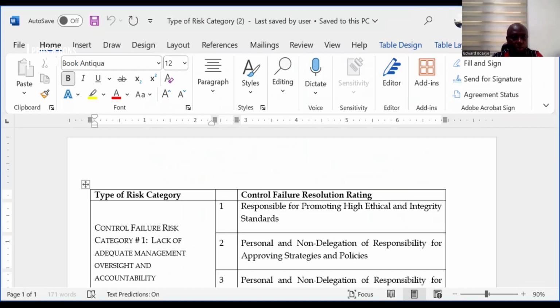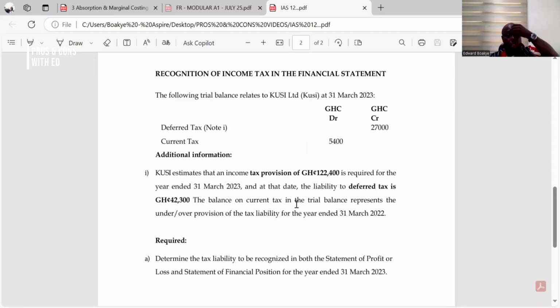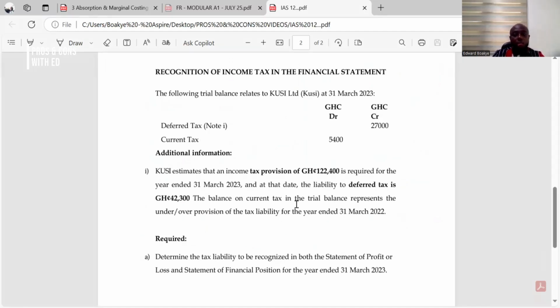Okay. So there's this scenario I want us to look at. We say the following trial balance relates to Kusi Limited at 31st March 2023. So in this one, we only have the deferred tax and the current tax, right? But let's see how we are going to deal with it. We have a deferred tax at a credit side of 27,000 and the current tax at a debit side of 5,400. A current tax being at the debit side simply means that it is an asset. So we have to take it out from whatever we are paying today or whatever we are providing today.